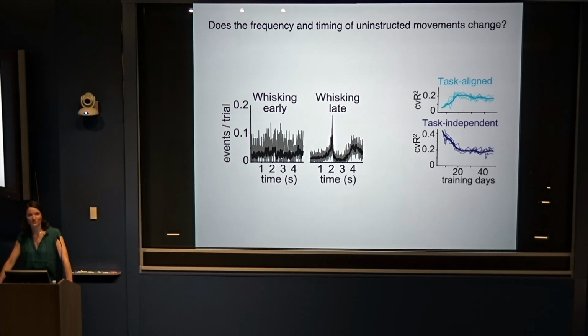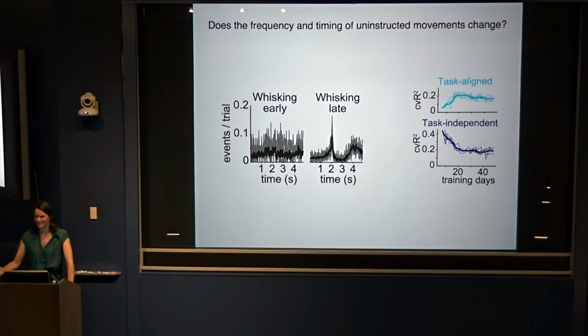That means many of the movements are now occurring at the same time on every trial, and the task-independent component goes down. That means that the idiosyncratic, fidgety type movements are decreasing. Okay, but what does that really mean in terms of things that humans might actually do? Eventually, we want to tie this back up to human decision-making.